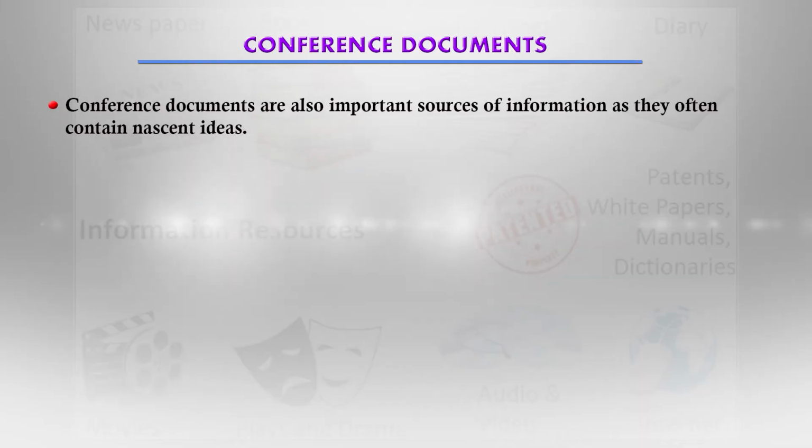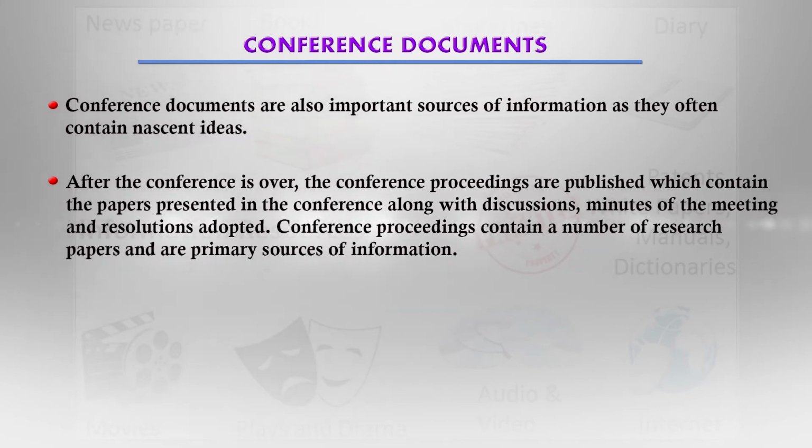Then come the conference documents. We all know that thousands and lakhs of conferences are held every year around the world, and these conference documents are also important sources of information as they often contain nascent ideas. After the conference is over, the conference proceedings are published, which contain the papers presented in the conference along with discussions, minutes of the meeting and resolutions adopted. Conference proceedings contain a number of research papers and are primary sources of information.